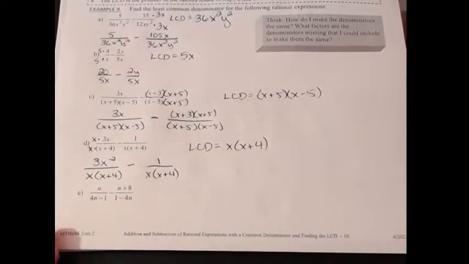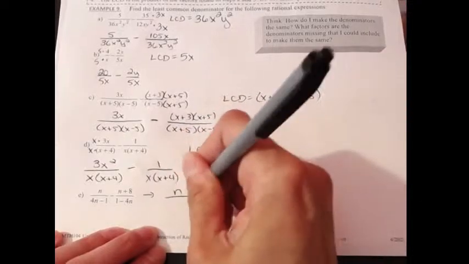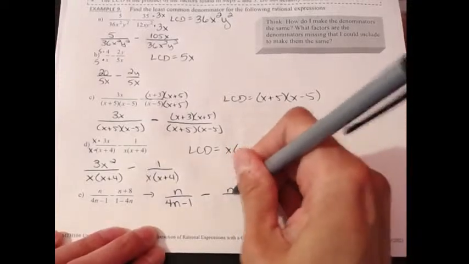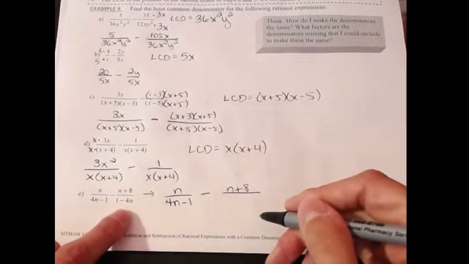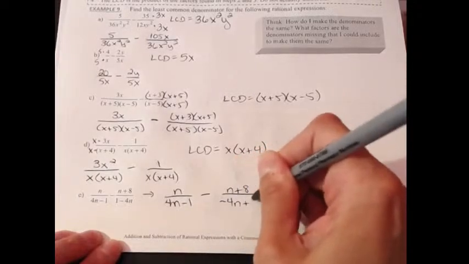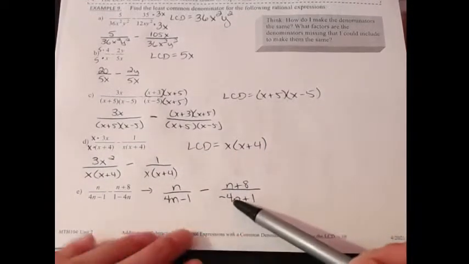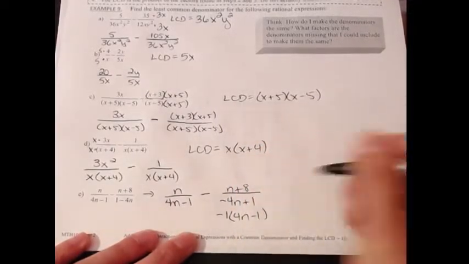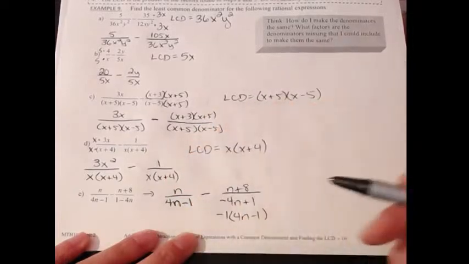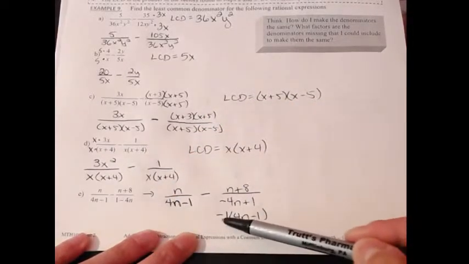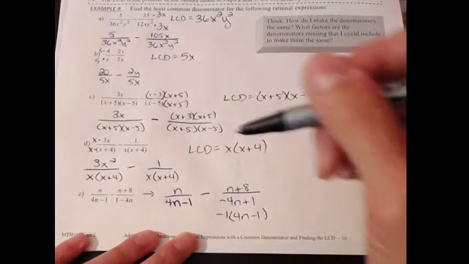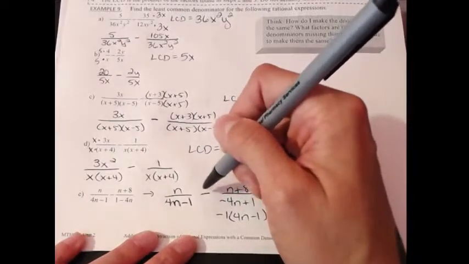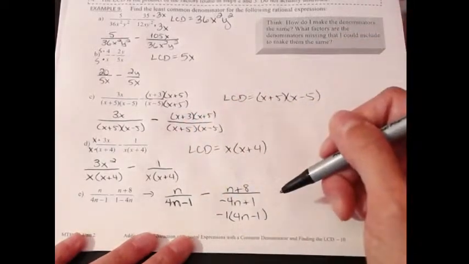So the first thing I'm going to do here is note that I have n over 4n minus 1 minus n plus 8. My denominator in this case is negative 4n plus 1. Whenever my leading term is negative, I want to factor that out. So now I have 4n minus 1 in my first denominator, and I have negative 1 times 4n minus 1. The beauty about factoring that negative 1 is that we can then influence the negative sign connecting the two fractions.